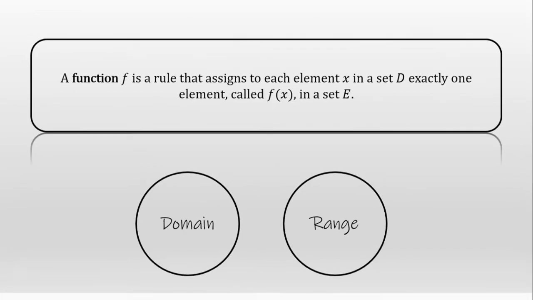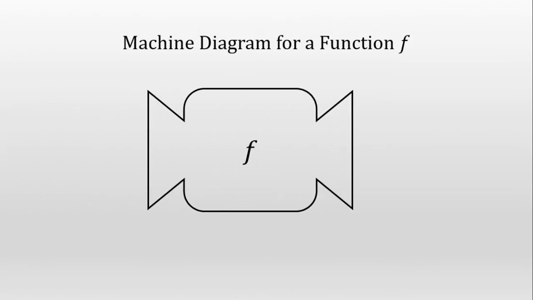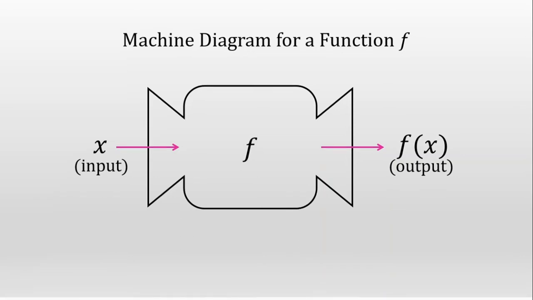It's helpful to think of a function as a machine. If x is in the domain of the function f, then when x enters the machine, it's accepted as an input and the machine produces an output f of x according to the rule of the function. Thus we can think of the domain as the set of all possible inputs and the range as the set of all possible outputs. Another way to picture a function is by an arrow diagram.